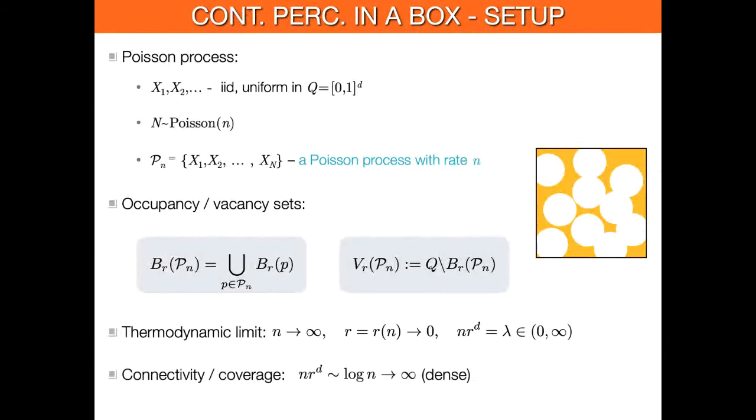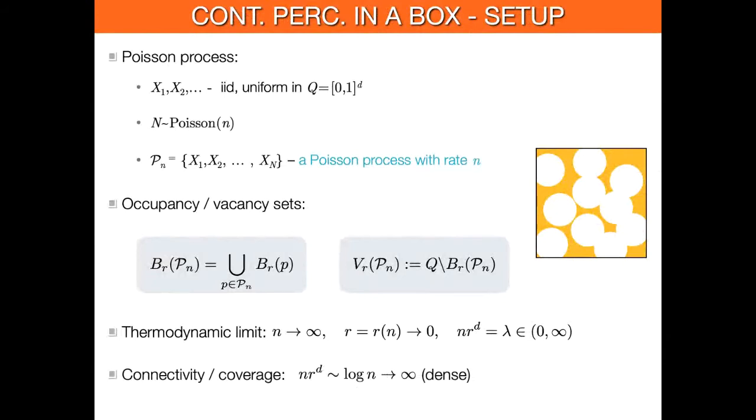Now, just a comment: the threshold where percolation appears is much earlier than other phenomena. Like if we ask when the union of the balls becomes connected, or when we have coverage of the entire box, this happens much later, when the same term N r to the d is of order log N, so it's getting bigger. So we do not expect things to be connected or covered.